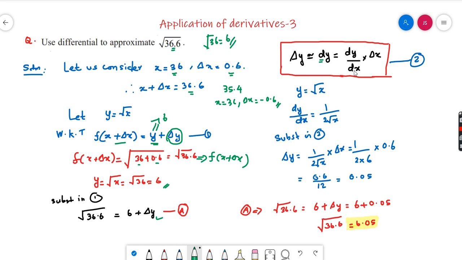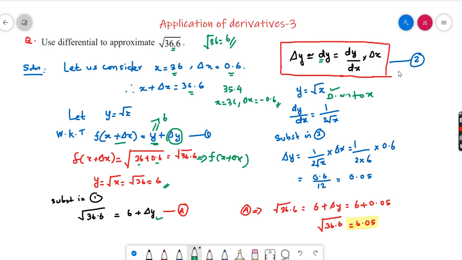So that is equal to dy by dx into delta x. So this delta x and dx will get cancelled, so it is equal to dy. So we are using this approximation. To find that, we need dy by dx. In order to find dy by dx, we have the initial equation, that is y is equal to square root of x, and we are differentiating it with respect to x. So we get dy by dx is equal to the differentiation of square root of x, which is 1 by 2 root x.